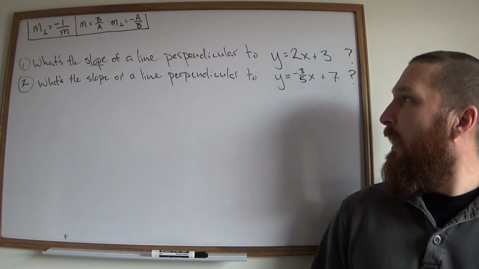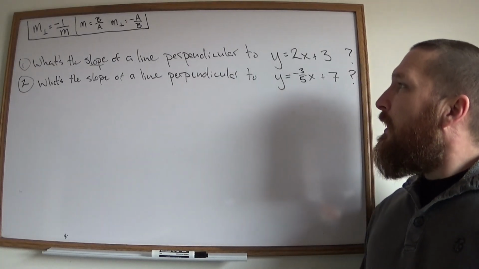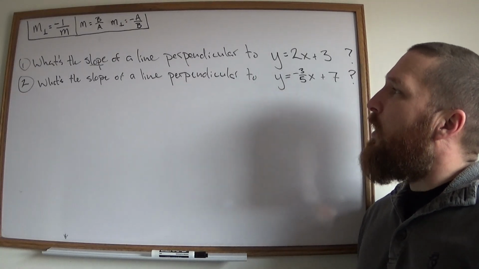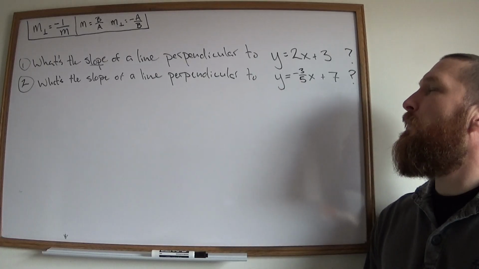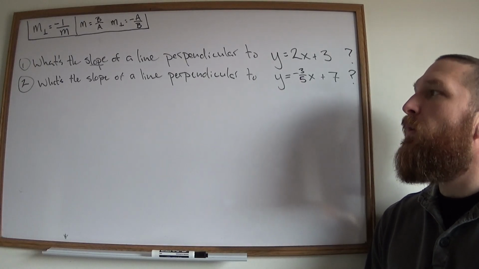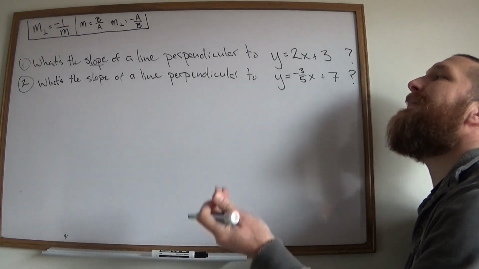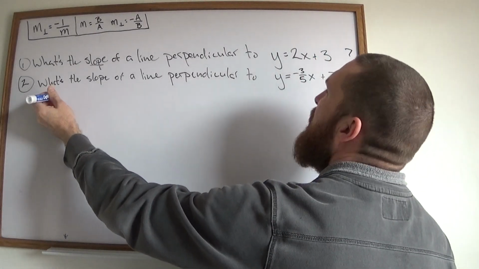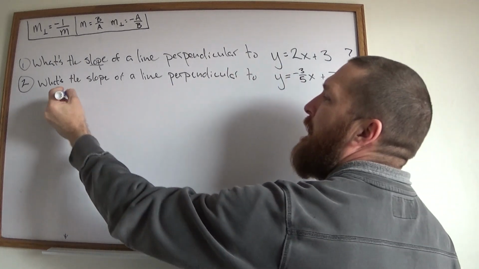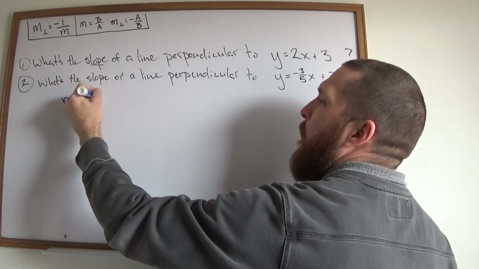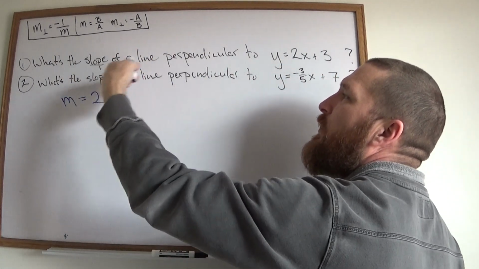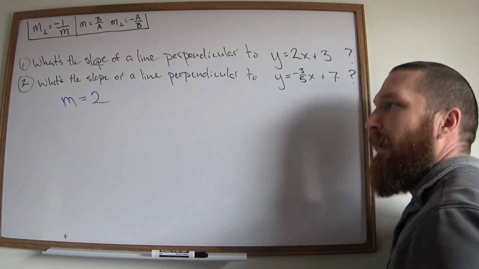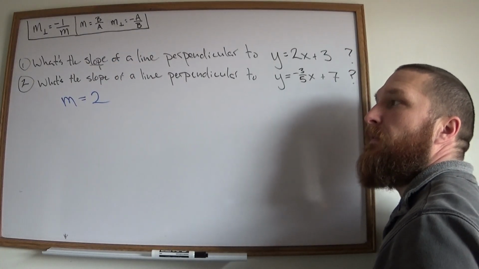Okay, welcome back. So, the slope perpendicular to. So, all of this comes down to, if you know the slope of one line and you want the slope of a line perpendicular to it, it comes down to that. So, the given slope of this line is 2. Now, you could use either of these ways of doing it. In fact, I'm going to use both ways of doing it.